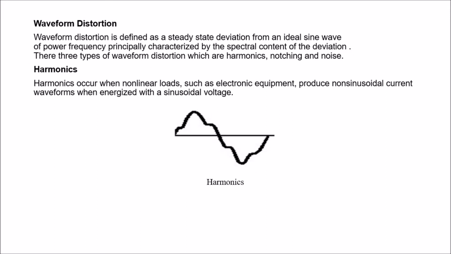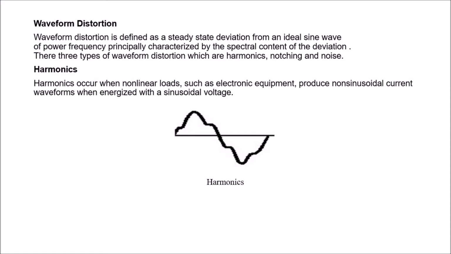Waveform distortion is defined as a steady state deviation from an ideal sine wave of power frequency, principally characterized by the spectral content of the deviation. There are 3 types of waveform distortion, which are harmonics, notching, and noise. Harmonics occurs when nonlinear loads such as electronic equipment produce non-sinusoidal current waveforms when energized with a sinusoidal voltage.